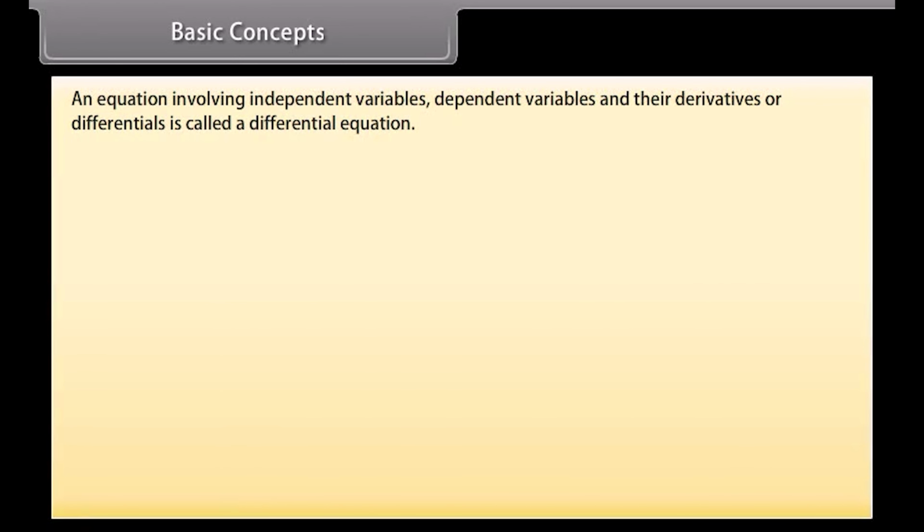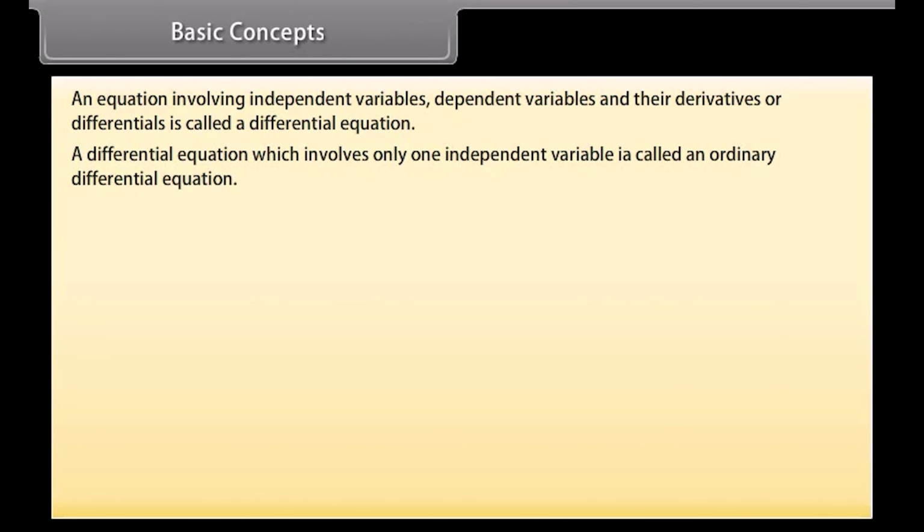Basic concepts. An equation involving independent variables, dependent variables, and their derivatives or differentials is called a differential equation. A differential equation which involves only one independent variable is called an ordinary differential equation. For example, dy by dx minus x log x is equal to 0.